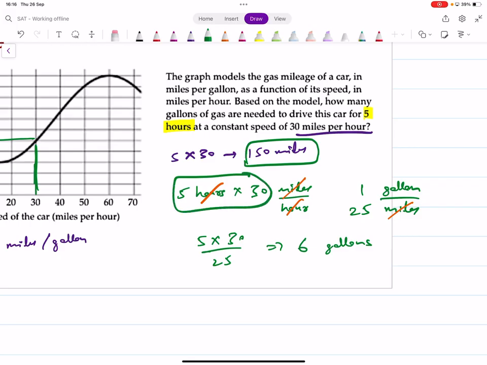5 into 30, we were doing that separately earlier, right? That's 150. If we want to combine it, we just do it all together. Earlier we did it separately. Now we have done it all together.